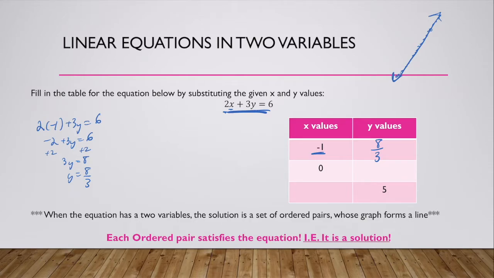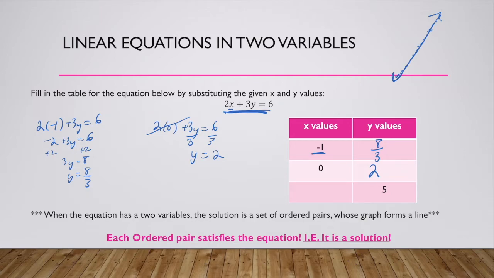What about when x is 0? So if I have 2 times 0 plus 3y equals 6, I'm going to divide both sides by 3 because this cancels, and I get y equals 2. So when x is 0, y is 2. And that point is on an axis, because one of the values is 0. This is actually the point on the y-axis.